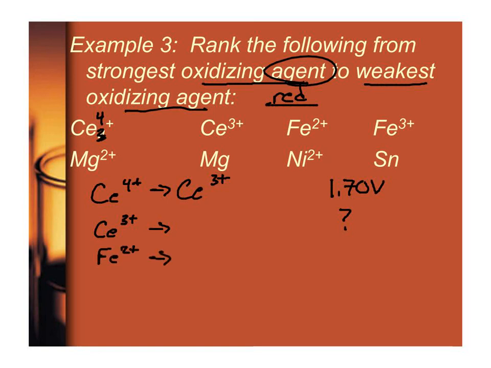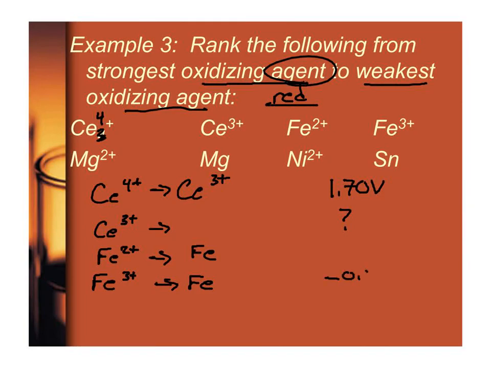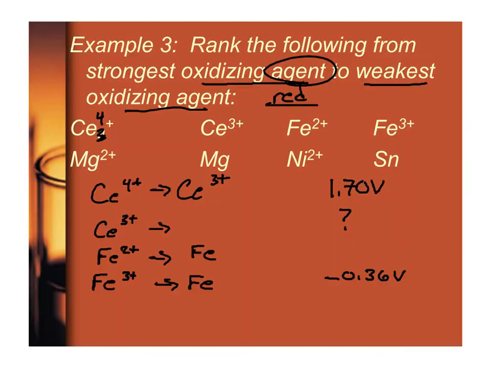Fe2+ can reduce to Fe, and Fe3+ can reduce to Fe. Let's see what these two numbers are back on our table. Fe2+, all right, here's the one I just found. Fe3+ to Fe0 is negative 0.36. So this is negative 0.36 volts. The iron 2+, though, there it is right there, negative 0.44 volts. And you see that's what we're doing.